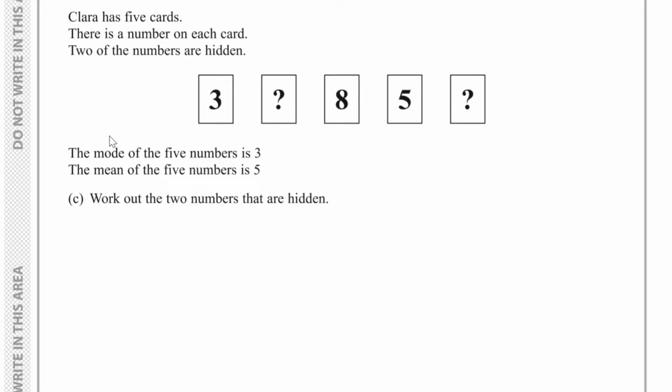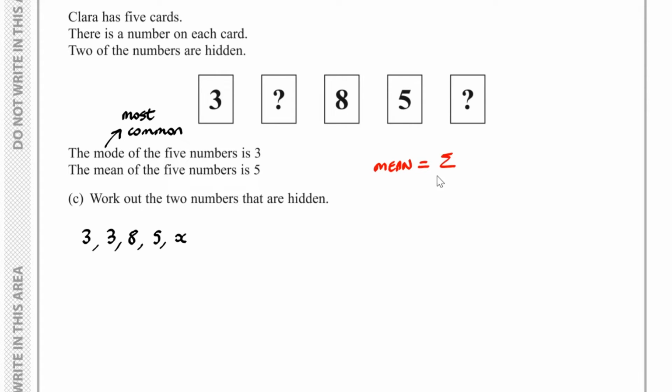Well, the mode, that means over here most common. So if 3 is the most common, let's have another 3. So far we've got 3, 3, 8 and 5, and some other number we'll call this x. And what we know is that the mean of the 5 numbers is equal to 5.